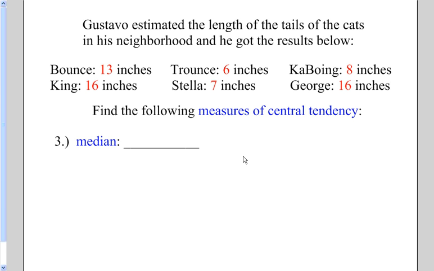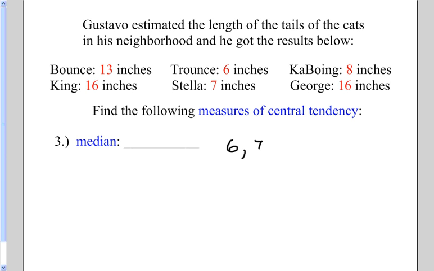Number 3 is looking at the median. Median, if we recall, is what is in the middle when you line numbers up from the smallest to the largest. And let's go ahead and do that right now. The smallest number in our group is 6. That is the length of the tail for the cat named Trounce.